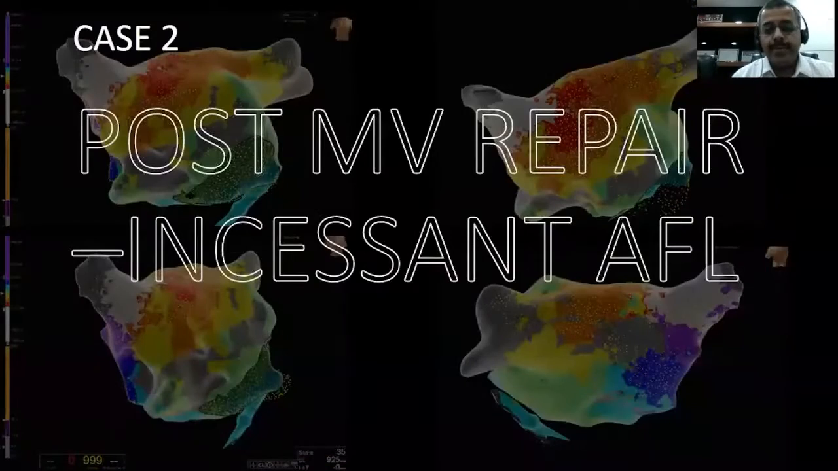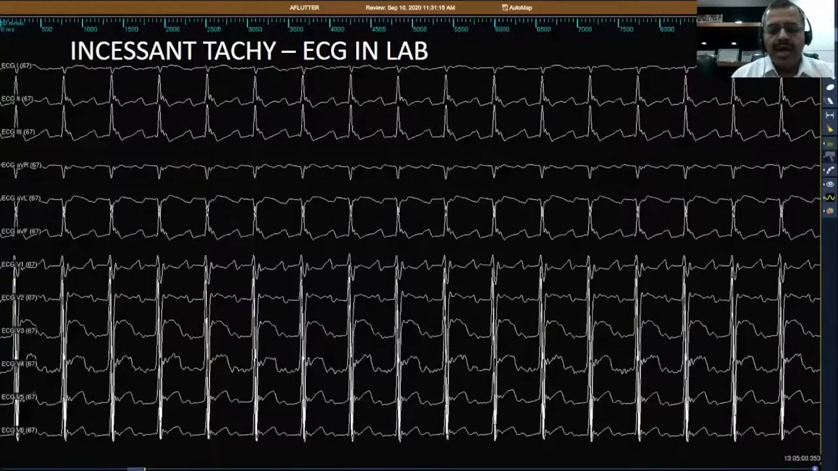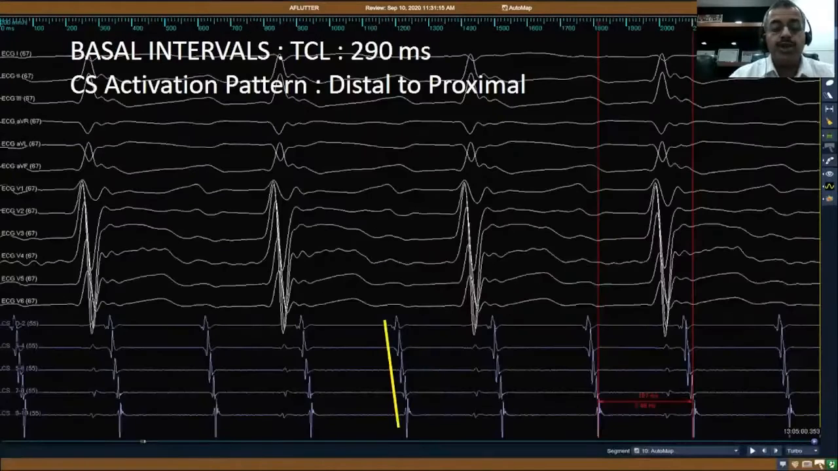The second case is in the post-mitral valve repair patient. Again, a similar clinical scenario, medically refractory atrial flutter, brought to the lab with flutter waves positive in the inferior leads and in the body leads, positive in 3, aVF and V1 to V6, incessant tachycardia, refractory to medical therapy, with recurrent heart failure post-mitral repair. The tachycardia cycle length was 290 milliseconds and the activation pattern was distal to proximal CS.